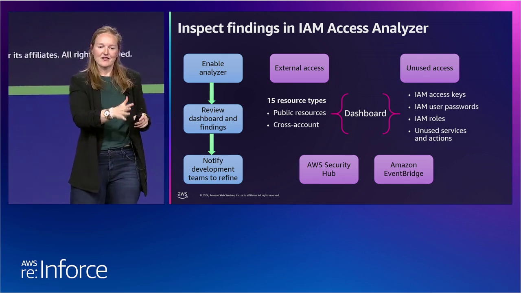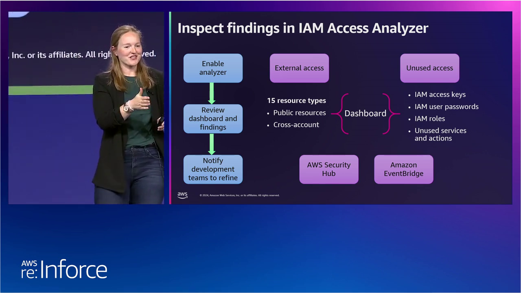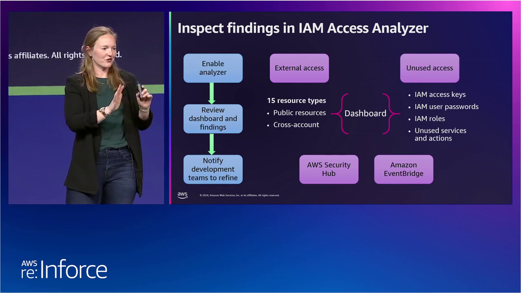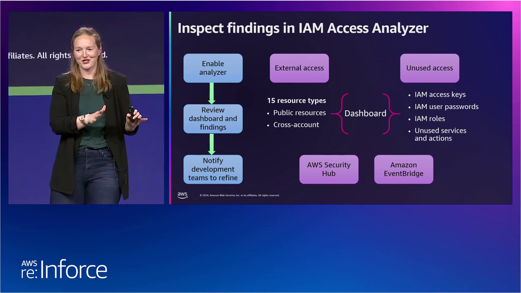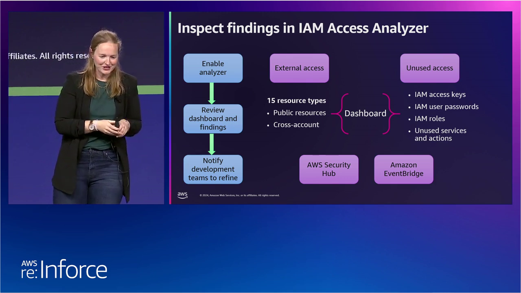External access is available at no cost. So if you do one thing today, you can go turn this on for an org or an account free of charge. Go turn it on. Like, go look and make sure you don't have any public buckets or you're sharing things beyond your organization.